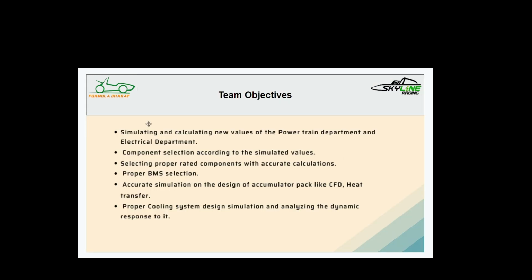So moving on with team objectives. This year we have included calculated new values for the powertrain department as well as in the electrical department for component selection according to those newly calculated and simulated values, which also helped us in selecting proper rated components with accurate calculations as well as selecting a proper BMS.